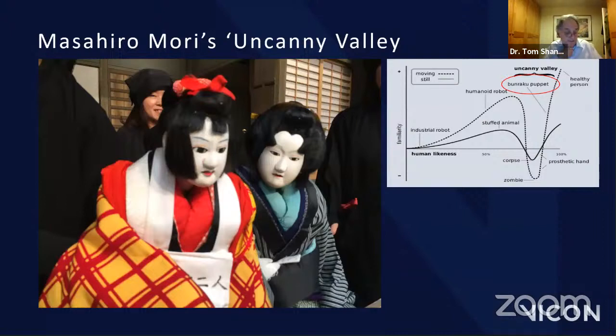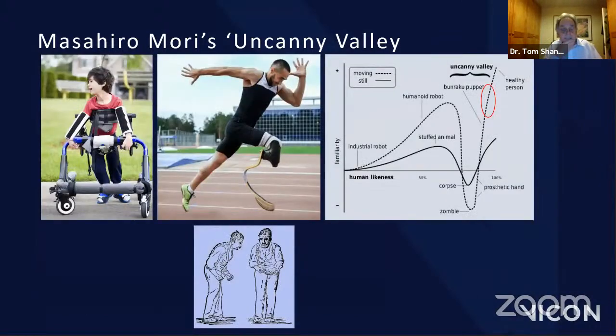Interestingly, studies of Bunraku puppets in Japan do not elicit unease in most viewing audiences, so they lie on the other side of the valley. But studies have also shown that the disabled, or those exhibiting disease, also do not lie within the valley. They are considered familiar, as most people will maintain human empathy.